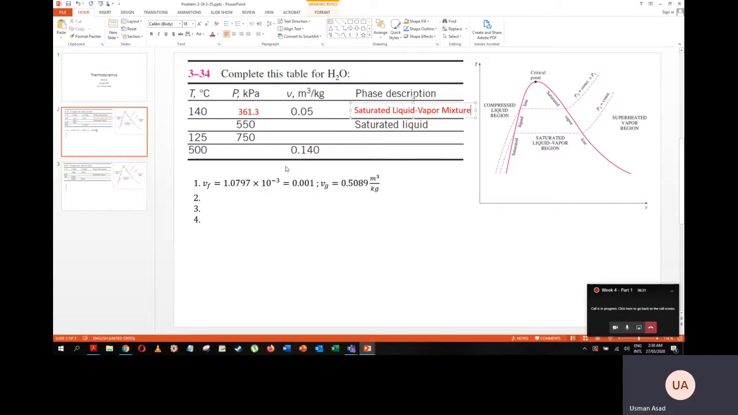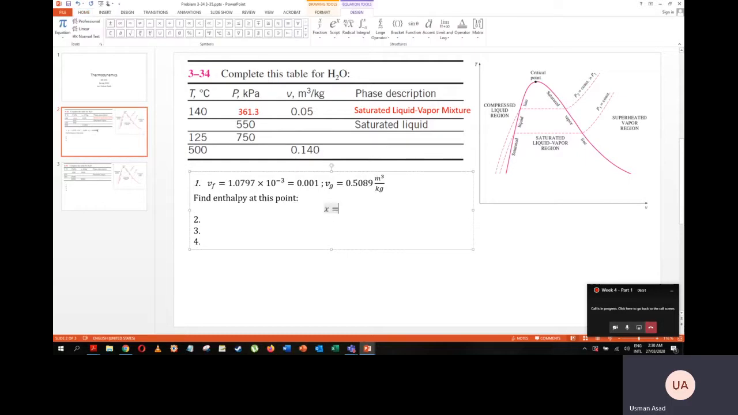But if you needed to find anything else, for example, if we had to find the enthalpy here, okay? So I'm just going to add that small thing to this question of ours. You also find enthalpy at this point. We'll need to find the quality first. So we need to find x first, right? So how will we find x?